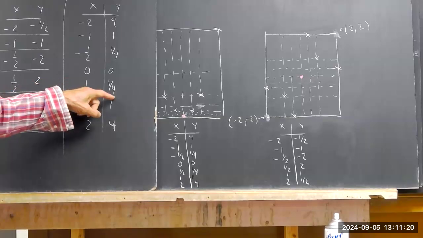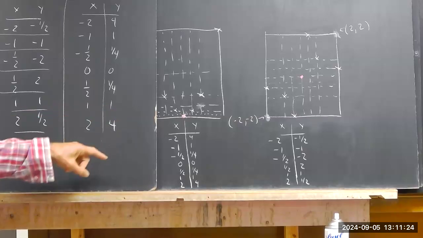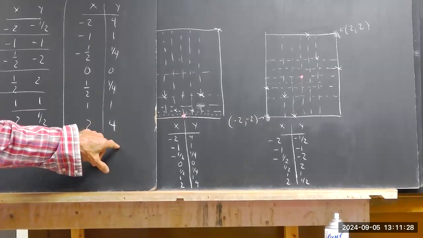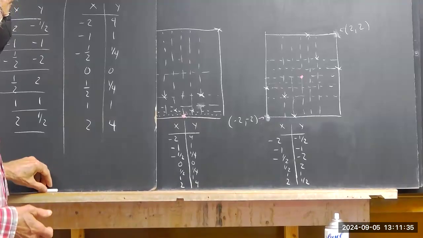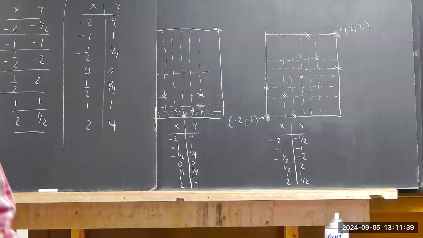If I double 1/2, do I get 1/4? No, if I double 1/2, I get 1. If I double 1, I get 2. If I double 2, I get 4. This one actually works with doubling, right? But doubling isn't the rule here. So is there some operation that I could do to each of these numbers that would give me all of these numbers?